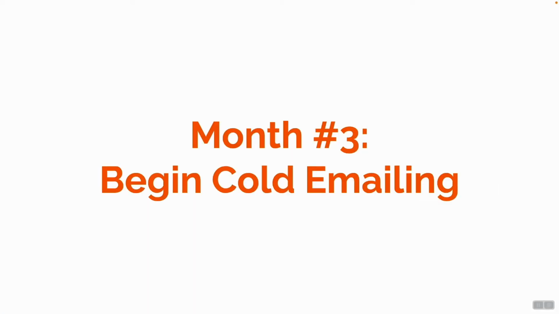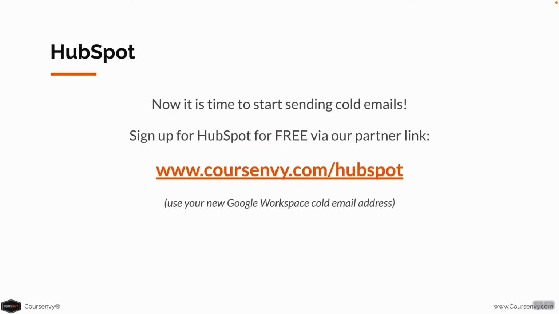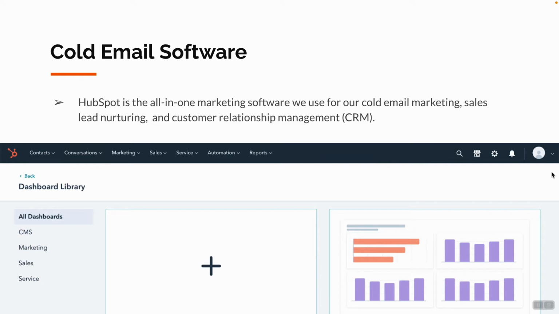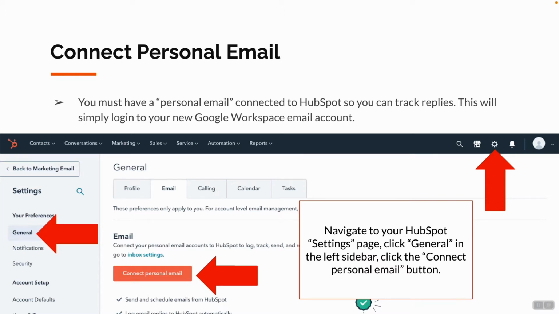Month number 3, begin cold emailing. Now it is time to start sending cold emails. So sign up for HubSpot for free using this partner link, coursenvy.com/HubSpot. Again, use your new Google Workspace cold email address. For us, info@envyads.com. HubSpot is an all-in-one marketing software we use for cold email marketing, sales lead nurturing, and customer relationship management, or CRM. So first, connect your personal email.